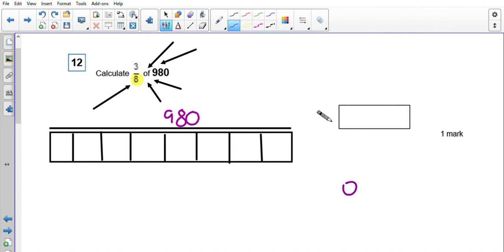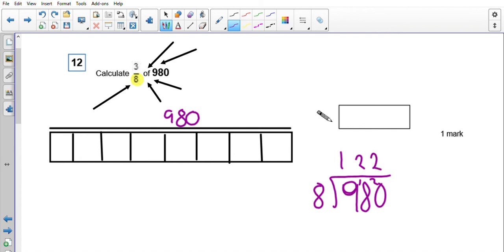To do that, I can use the short division method. 980 divided by 8. How many lots of 8 can I make from 900? I can make 1 with carrying over 100. How many 8s can I make from 18? 2. I can make 2 lots of 8 tens from 18 tens with 2 left over to carry over. And then how many lots of 8 can I make from 20? The answer is going to be 2 with some remainder in there of 4.